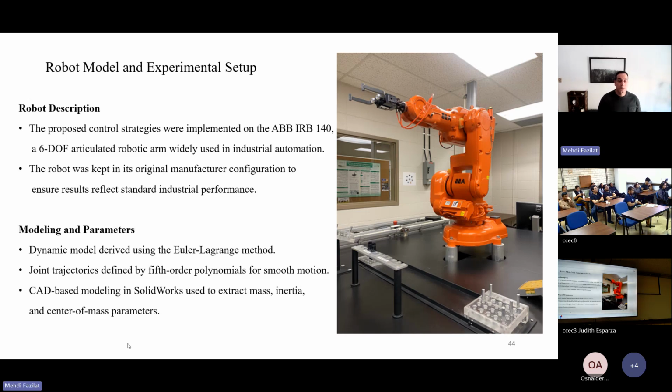Also, a very important step of this research: we developed a CAD model in SolidWorks. But why? Because we need to extract the mass and inertia properties from the SolidWorks mass properties to implement in the dynamic model.